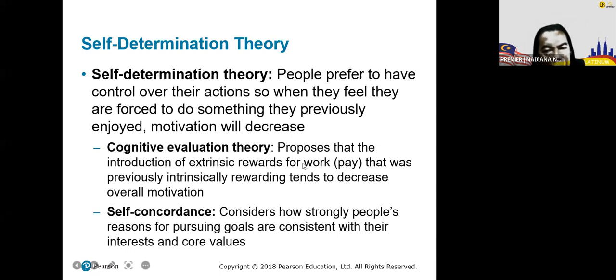Cognitive evaluation theory proposes that the introduction of extrinsic rewards for work tends to decrease overall motivation. Extrinsic means what they get from the work: the pay, the salary, the promotion. That is the extrinsic reward, which is different from the intrinsic reward. Intrinsic reward means people get praise from their boss. That is the intrinsic reward.